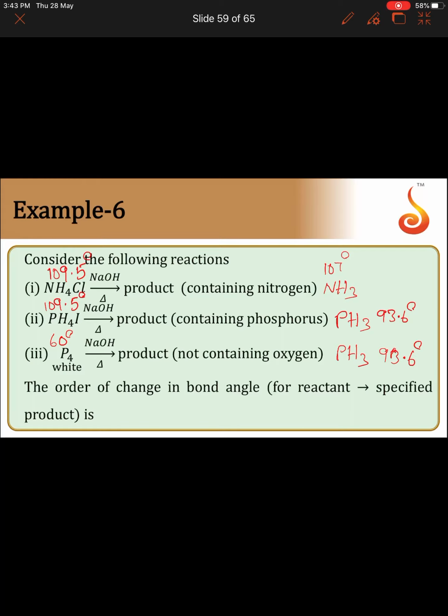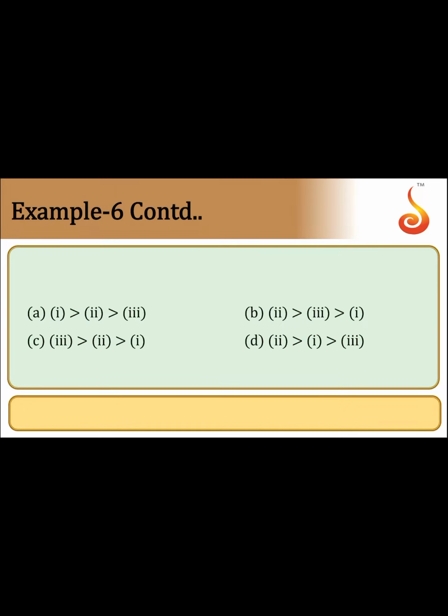So if you observe the difference in the bond angle, the order of change in bond angle is more in the case of the third one, because it is changing from 60 degrees to 93.6 degrees. So for the third one, the change in bond angle from reactant to specified product is the most, and then the second one is next, because it is changing from 109.5 degrees to 93.6 degrees, and last, it is least in the case of the first one, which is changing from 109.5 degrees to 107 degrees. So the correct order is 3 greater than 2 greater than 1.